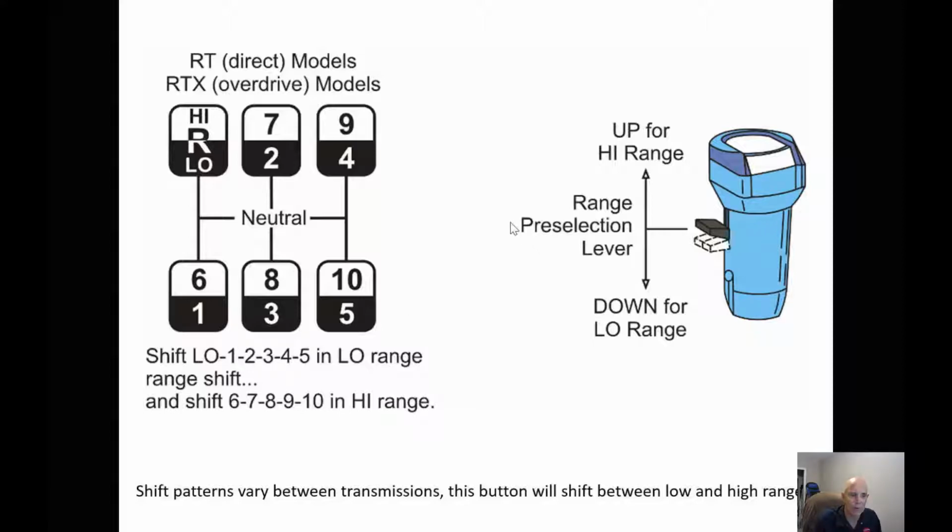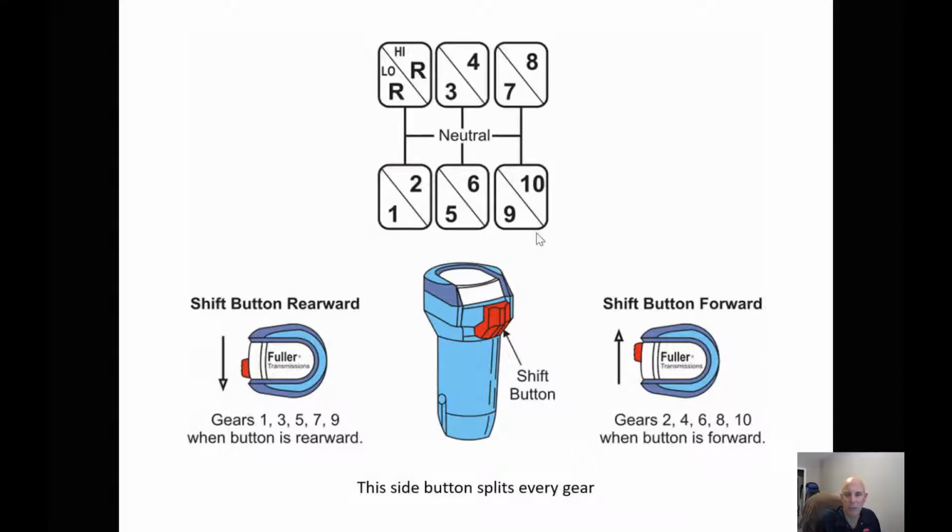Now every transmission may be a little bit different. For instance, this one doesn't have a range, it has a splitter though. So we have first low, second could be first high, but we go 1, 2, then we put it back into low range, and then we've got 3, 4. Then back into low range 5, 6, back into low range 7, 8, back into low range 9, 10. So this is still a 10 speed, but instead of having a range selector, we have a splitter.